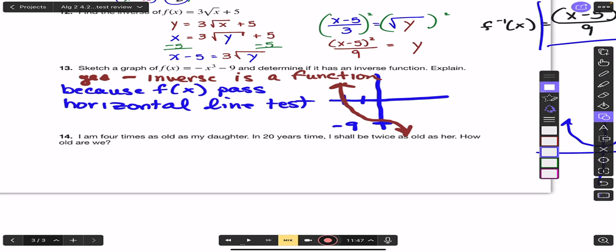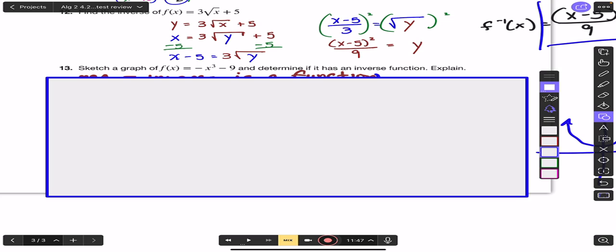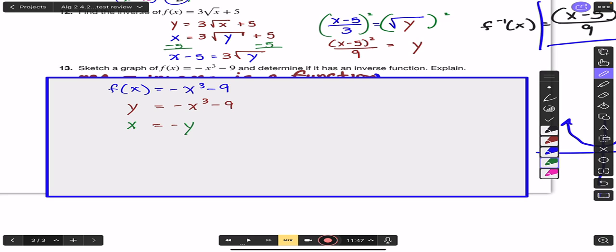So let's go ahead and create a little workspace here. And let's find the inverse of f of x. So here's f of x. Let's do the change in notation. So f of x we change to a y. Let's replace our y with an x and our x with a y.